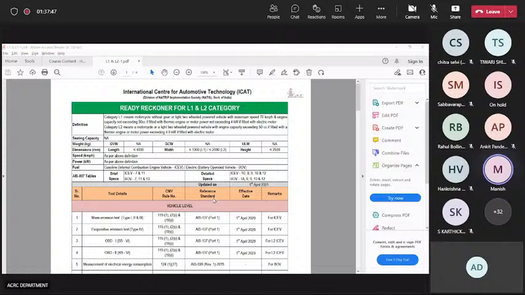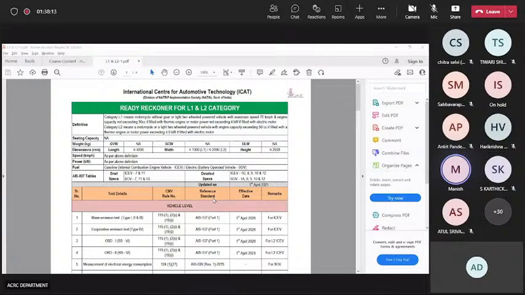They will have different tables to fill up. Any company that wants to homologate its own vehicle has to submit its company profile to the agencies. First the OE will get registered in ICAT or ARAI or GRC, and then you will have to submit the vehicle specification sheet.